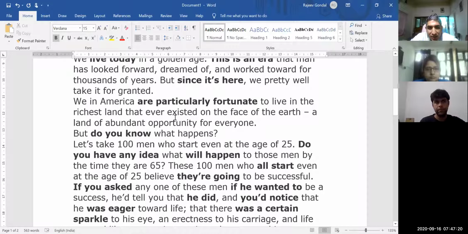"To live in the richest land that ever existed on the face of the earth, a land of abundant opportunity for everyone." Now again, this whole thing is in present tense because they are saying "are particularly fortunate".